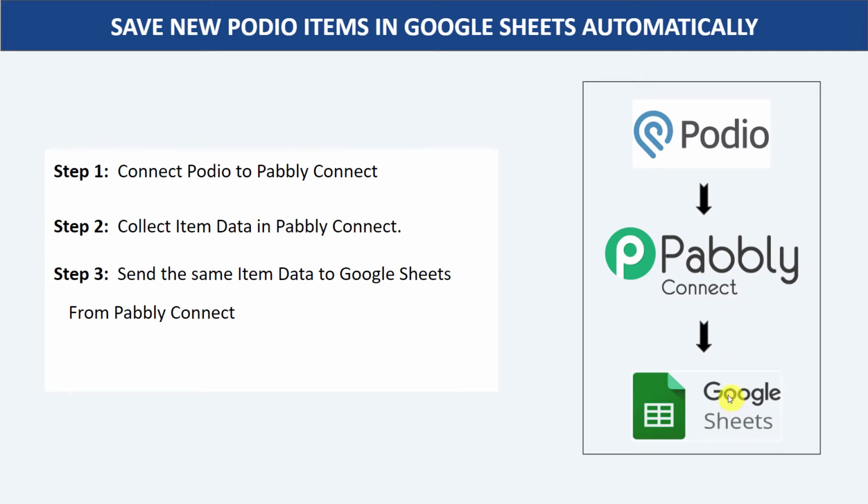The interesting thing you have to know is once you have created this integration, all you have to do is just sit back and relax. Whenever a new item is created in Podio, automatically that data will be sent to Google Sheets. So let me just show you the steps.